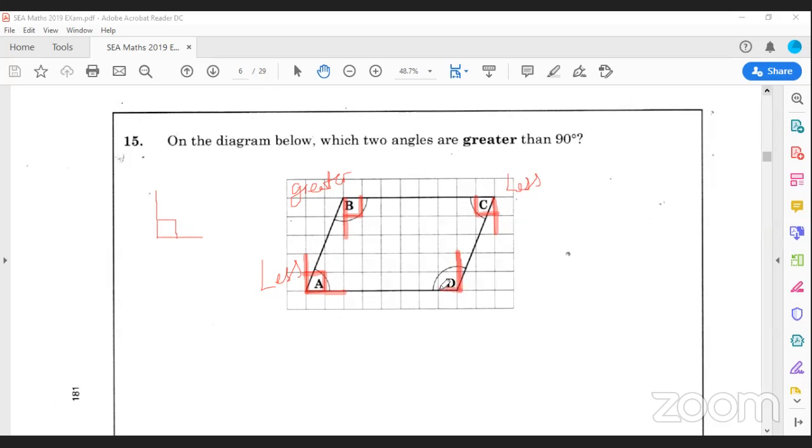Oh, yes. D is greater. So the question wants us to identify the two angles that are greater than 90 degrees. And those two angles would be B, as you can see, B is greater, and D. So the answer would be B and D. These are the two angles that are greater than 90 degrees.